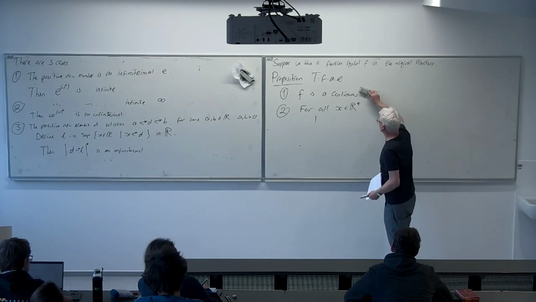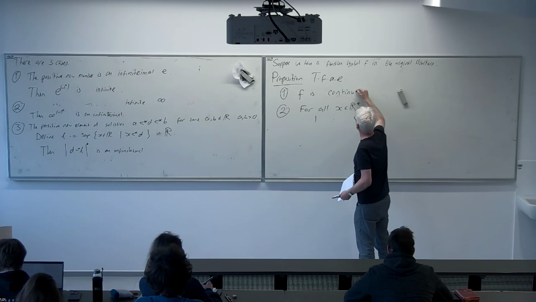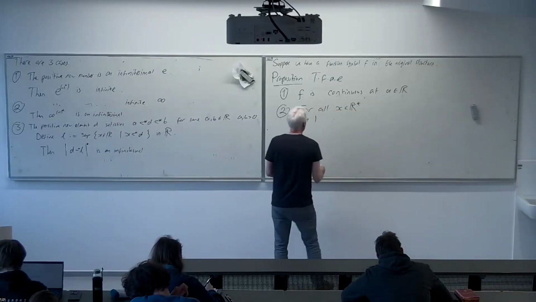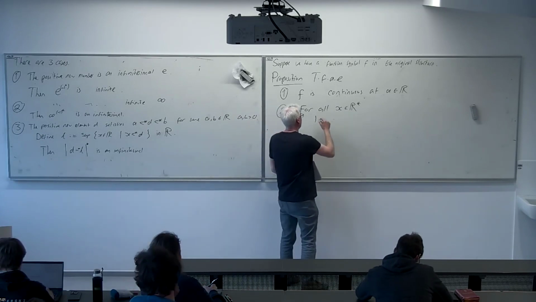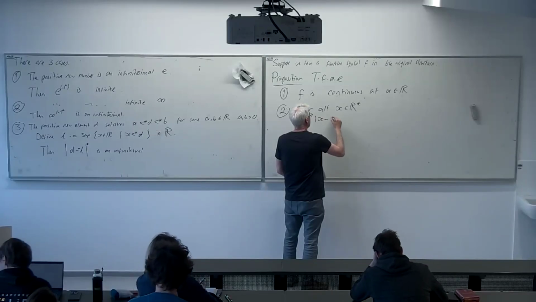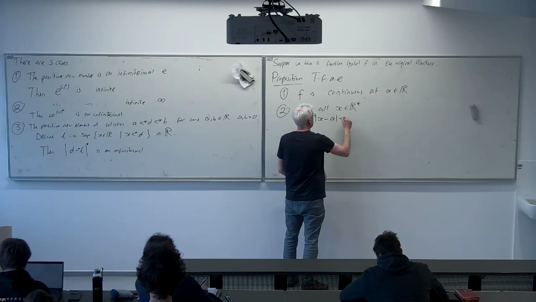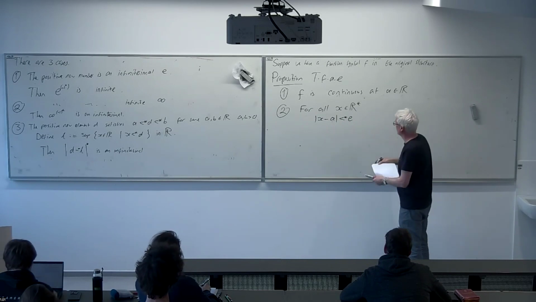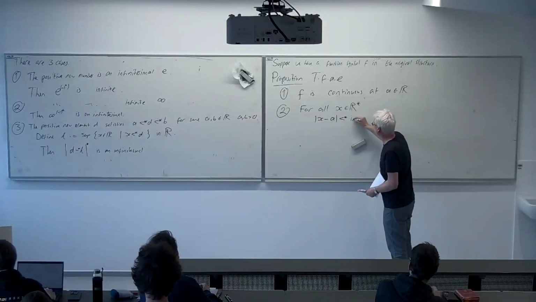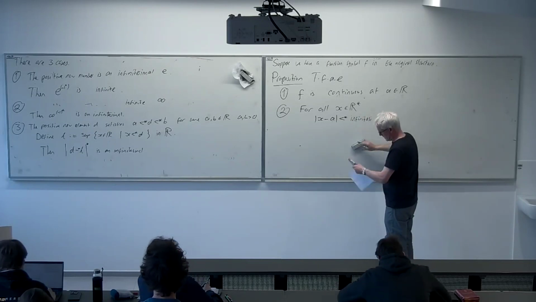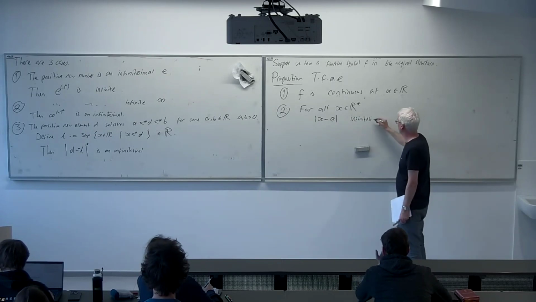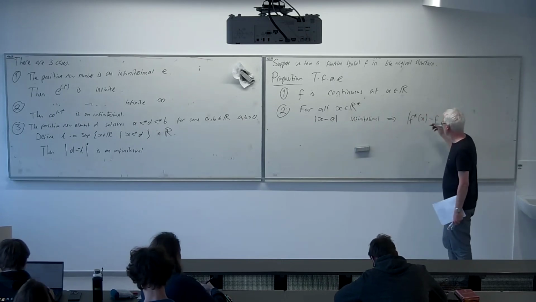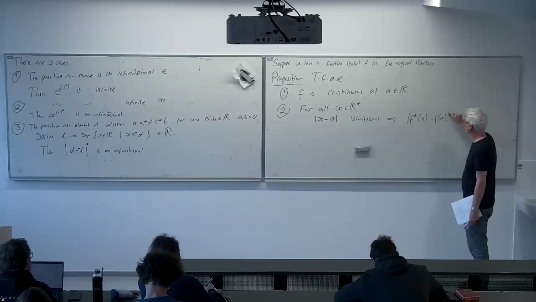Prove that f is continuous at some a in the real numbers. Okay, so continuous at a particular argument. What we show is that if x is infinitesimally close to a, that is, x minus a is infinitesimal, then this implies that the extended f applied to x minus f of a is also infinitesimal. It's really f star, but I'm not going to write the star everywhere.